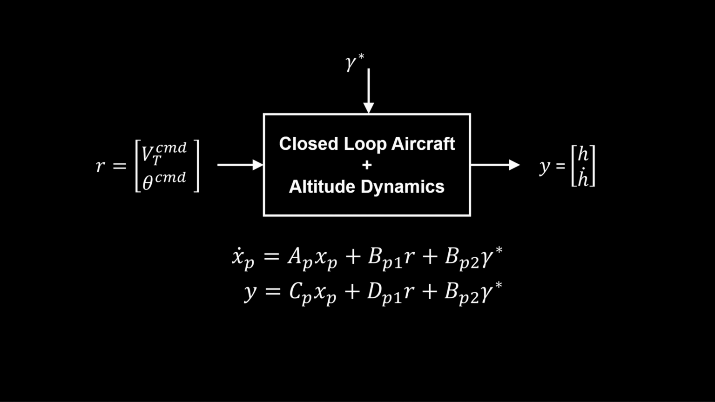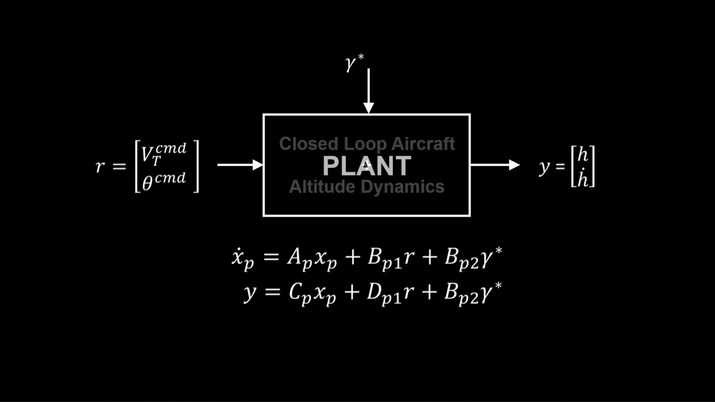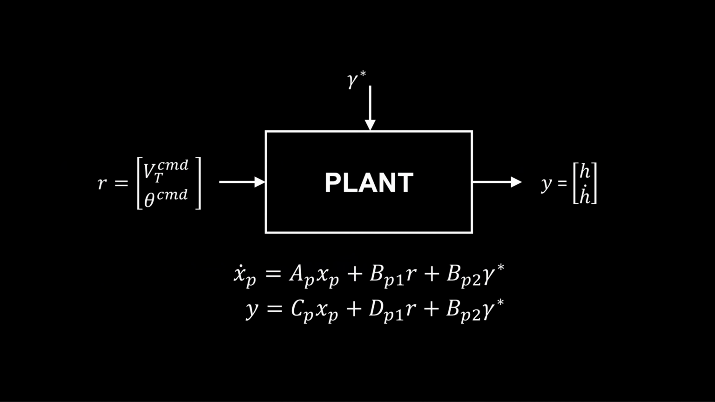ultimately as a single matrix LTI system of equations. The system receives the command inputs Vt and theta through R, as well as the trimmed flight path angle input, gamma star, and its output Y contains altitude and altitude rate. We'll further refer to this as the plant, which we will control using the flare path controller. We now develop the flare path controller with the plant.